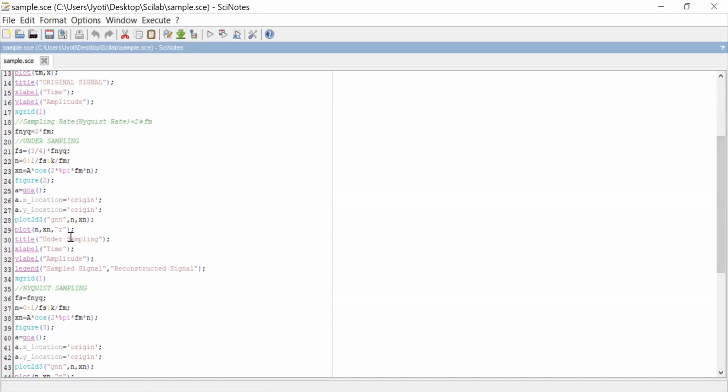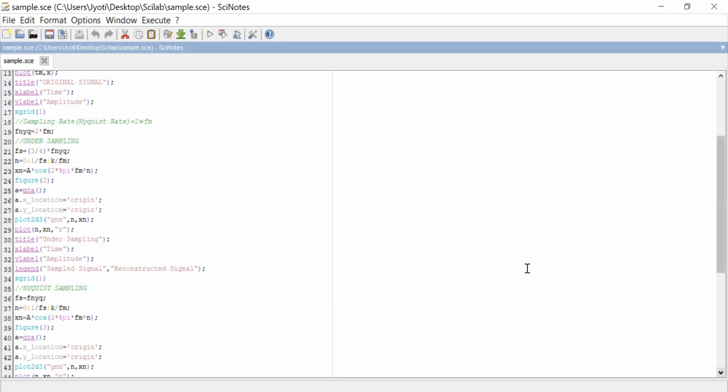Next, give the title for this graph, X label, Y label. The legend of the sampled signal and reconstructed signal means the sampled signal is represented by which color and the reconstructed signal is represented by which color. It will be displayed in the graph. After executing, I will show how it will be displayed. Similarly, for this also we need to show the grids. That's why I wrote the grid command here. This part is for undersampling.